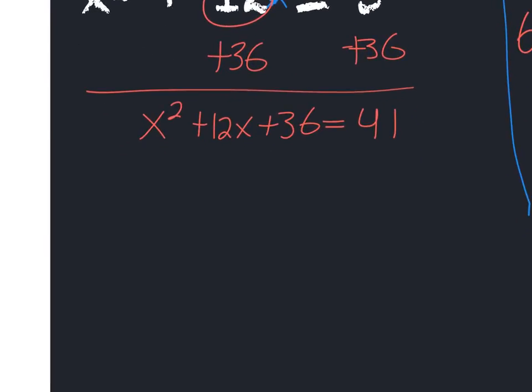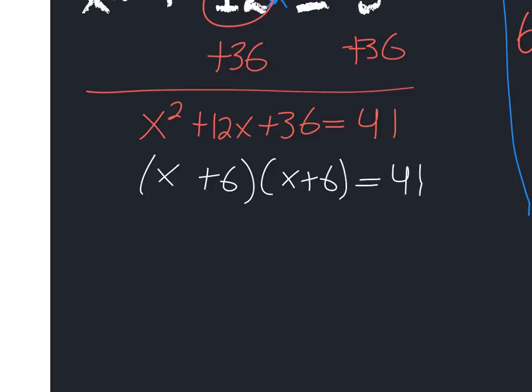Now you could go ahead and factor this perfect square trinomial. So this is going to be x plus 6 and x plus 6. 6 times 6 is 36, and 6 plus 6 is 12. Okay? Which would be x plus 6 squared equals 41.